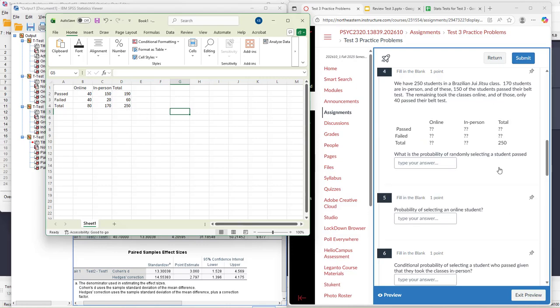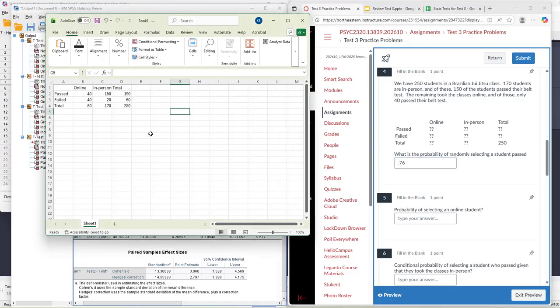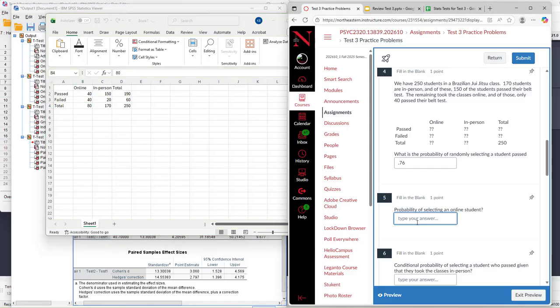What is the probability of randomly selecting a student that passed the test? So we'll go over here, 190 divided by 250, 76. So 0.76. What's the probability of selecting an online student? We go to the online total, which is 80. 80 divided by 250. We get 0.32.